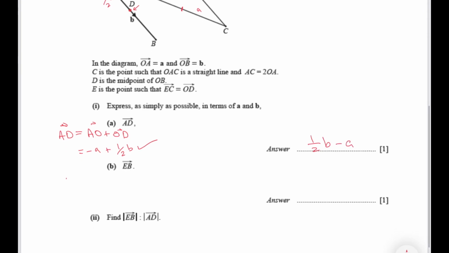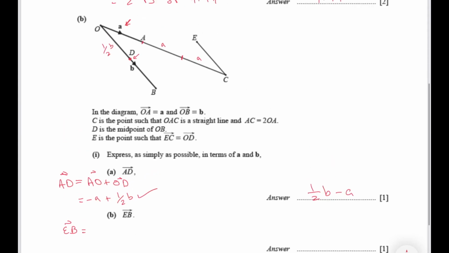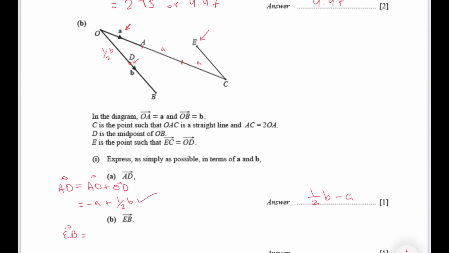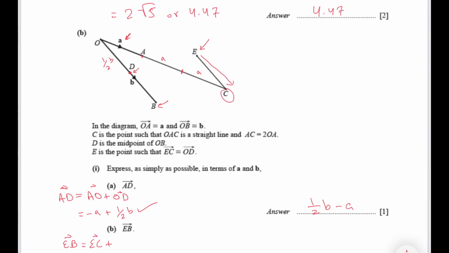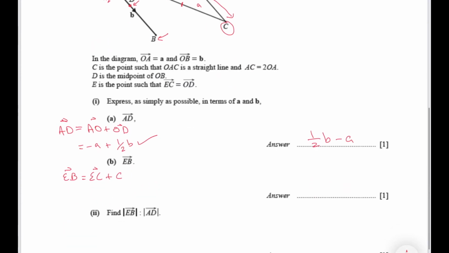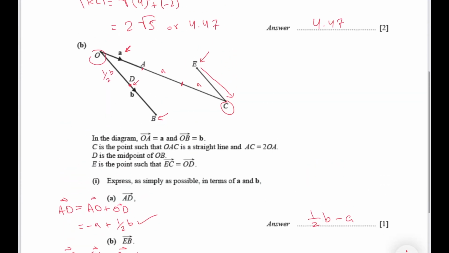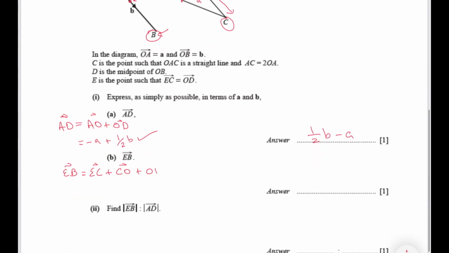Then it says find EB. That means we have to go from E all the way to B. So we go from E to C first. When we go from E to C, after that we go from C to O. So we write CO over here, and then from this point O we go to B. So we write OB over here.